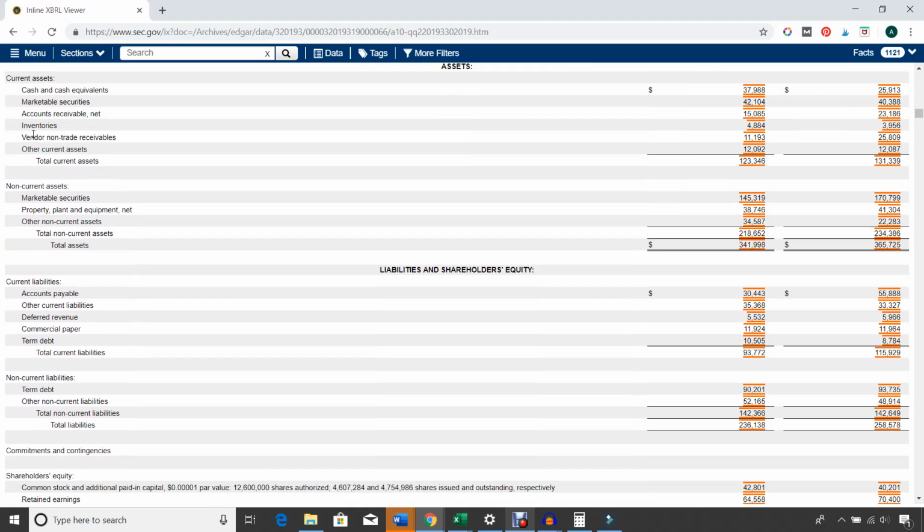So after you go out of the current asset section of the balance sheet, you'll go into the non-current assets. So again, these are assets that will not be used up within 1 year.